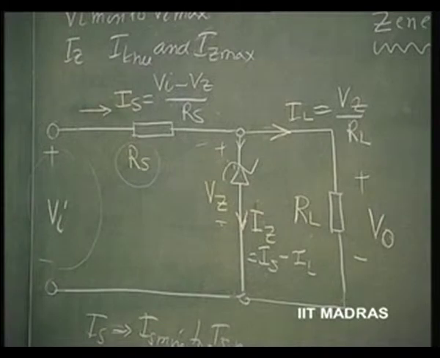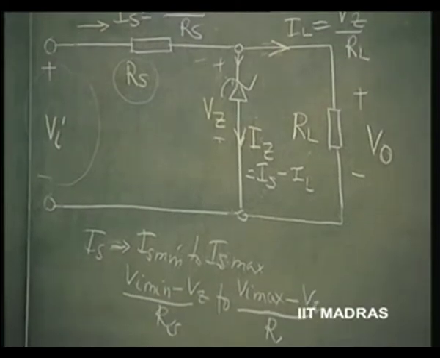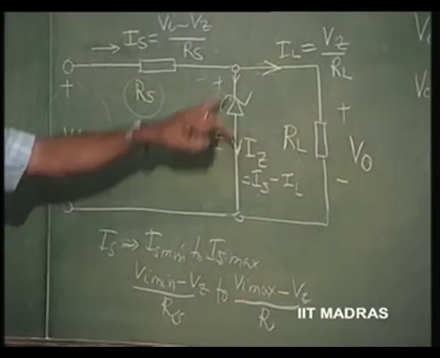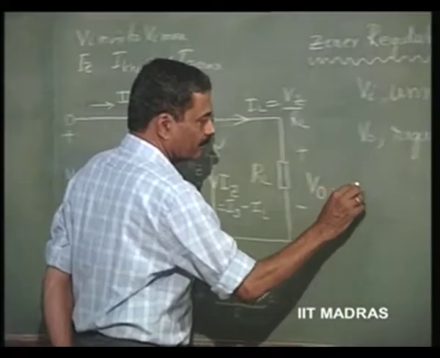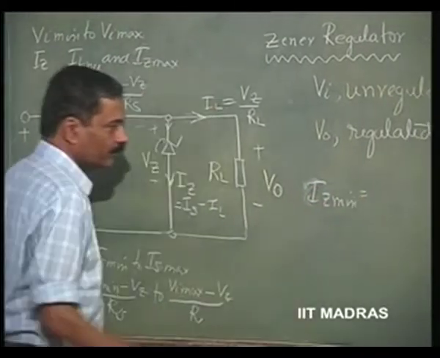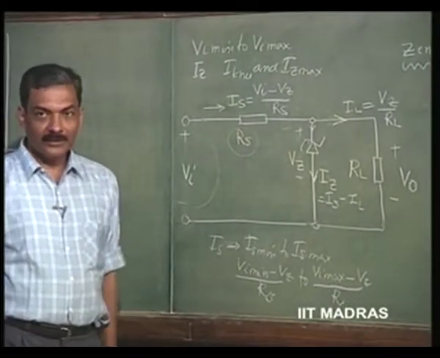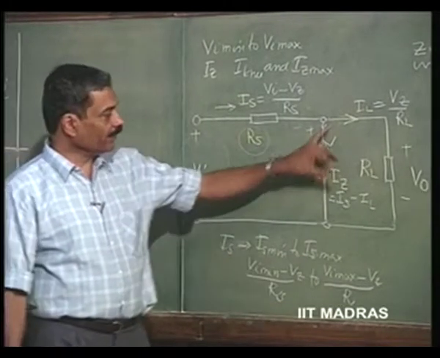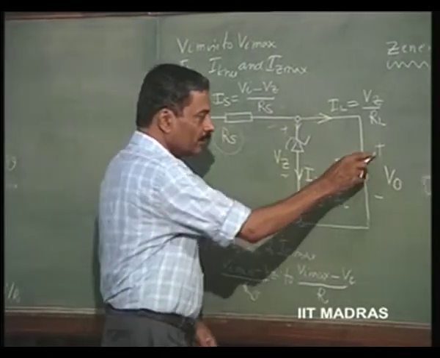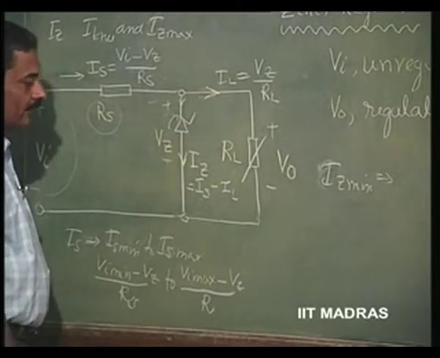So, let us write down the equations necessary for doing the complete design. We know that I S is varying from minimum to maximum. Then what is the I Z minimum to maximum? Now, you might say, sir, I can also have R L changing, because we are only designing a voltage regulator, and the current can be changing depending upon R L. So, I L can change, and then we have to be careful.